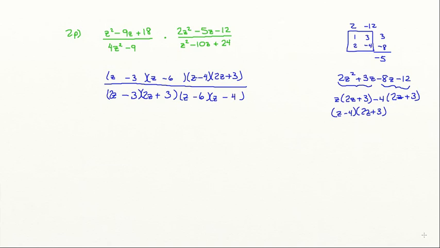Okay, so now let's look at this and see if there's anything that cancels out. Z minus 3, no, we don't have one of those in the denominator. Z minus 6, yes, we have one of those in the denominator. Z minus 4, yes, we have one of those as well. 2z plus 3, yes, we have one of those as well. So we have z minus 3 over 2z minus 3.